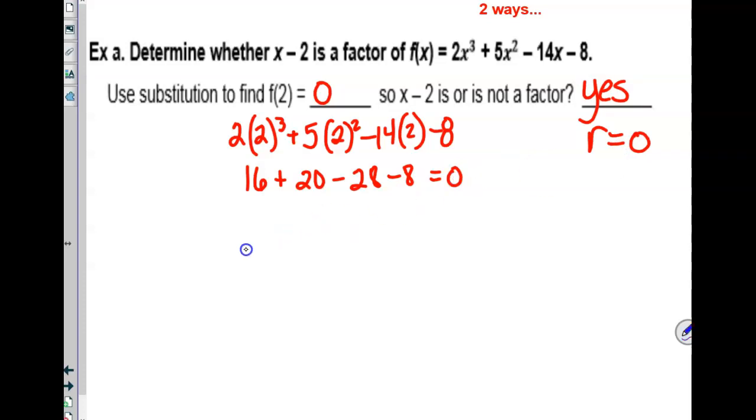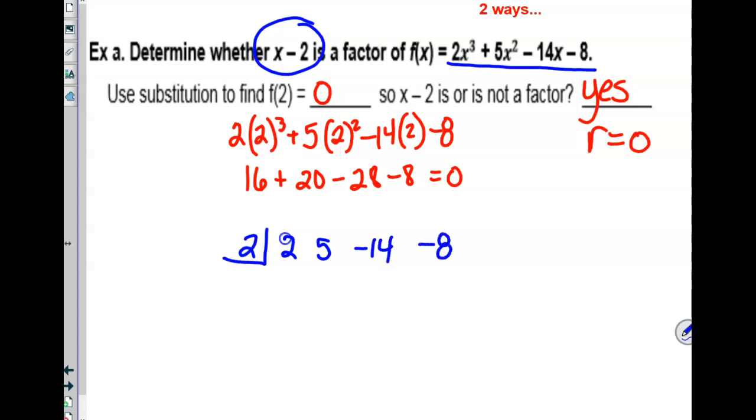The other way we could have done it is to actually do the division. Now help me, because I went fast through that last synthetic division. What goes in the box if we're dividing by this? The 0 value, which is positive 2. Across the top would be what numbers? 2, 5, negative 14, and negative 8. No placeholders needed, right? Was degree 3, 2, 1, and no x's, so we were good.